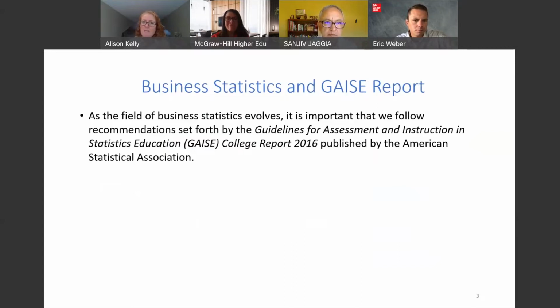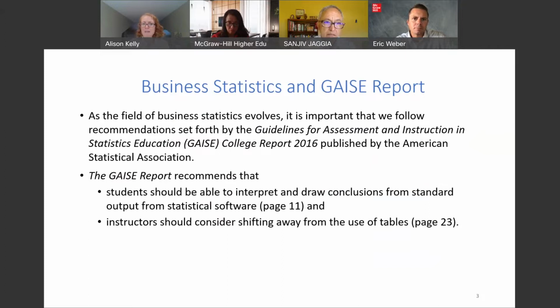In addition to that, there's the latest GAISE report. If you are not familiar with it, it's published by the American Statistical Association, and it contains guidelines for the assessment and instruction of statistics education. They've set forth a number of suggestions as to how our teaching should be evolving, given what's happened with technology and data. Two of the main suggestions, at least that we've taken away, are that students should be able to interpret and draw conclusions from standard output from statistical software, and instructors should consider shifting away from the use of tables.